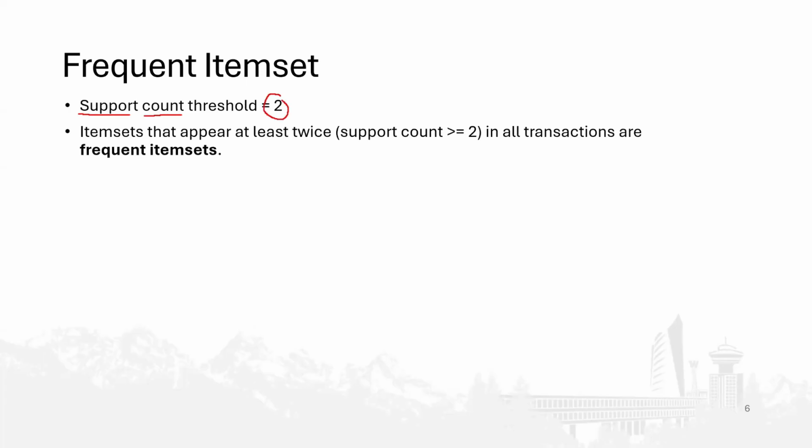So for example, how do we find a frequent item set from our transaction? Let's say we set the threshold of the support count to be 2. That means items that appear at least twice. If their support count is at least 2, then we will consider them frequent item sets.